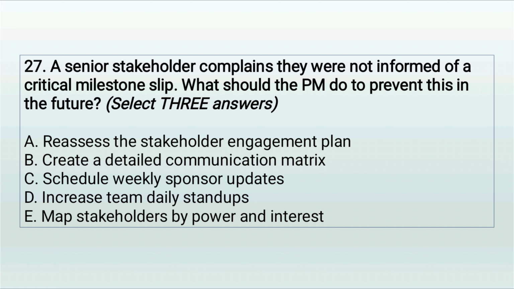27. A senior stakeholder complains they were not informed of a critical milestone slip. What should the PM do to prevent this in the future? Select 3 answers. A. Reassess the stakeholder engagement plan. B. Create a detailed communication matrix. C. Schedule weekly sponsor updates. D. Increase team daily stand-ups. E. Map stakeholders by power and interest.